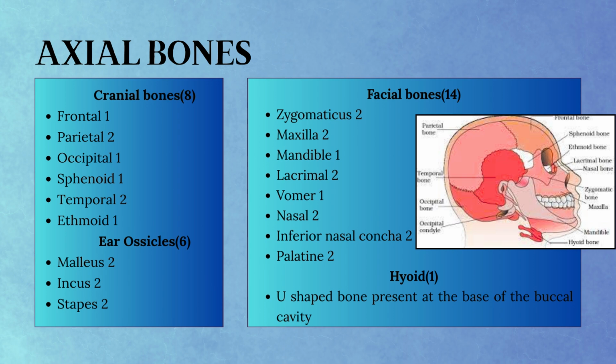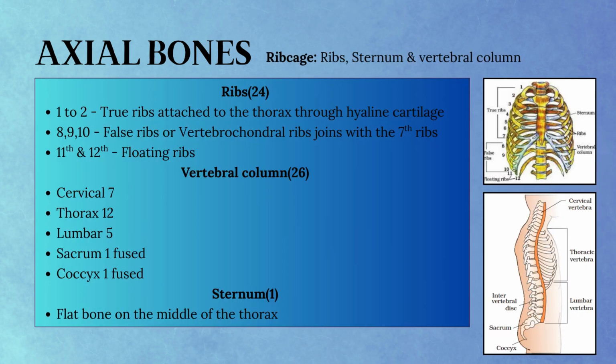This picture shows the axial bones. Rib cage. Ribs, sternum and vertebral column together constitute the rib cage. Let's see the rib cage. Ribs, 24. 1 to 7, true ribs, attached to the thorax through hyaline cartilage. 8, 9, 10, false ribs or vertebrochondral ribs, join with the 7th rib. 11th and 12th, floating ribs. Vertebral column, 26: cervical 7, thoracic 12, lumbar 5, sacrum 1 fused, coccyx 1 fused. Sternum 1. It is a flat bone located in the middle of the thorax. The picture shows the rib cage.